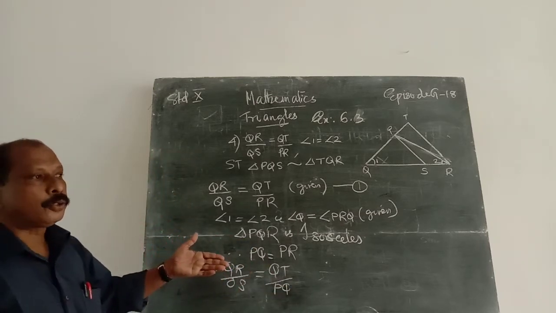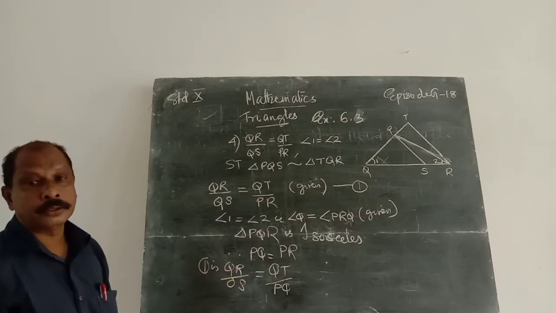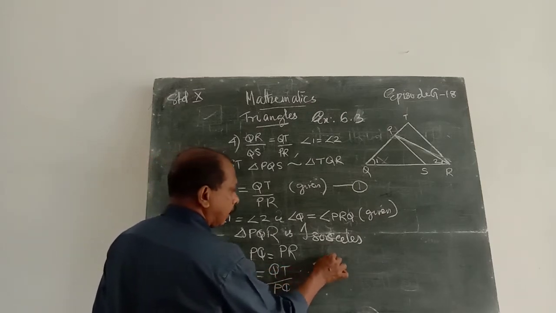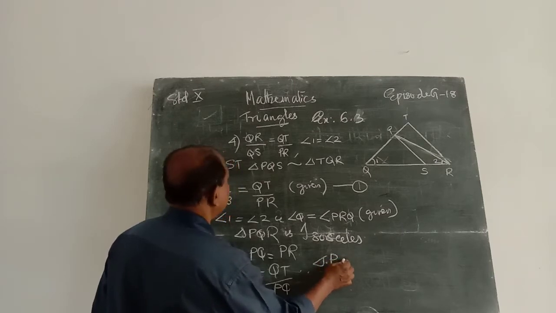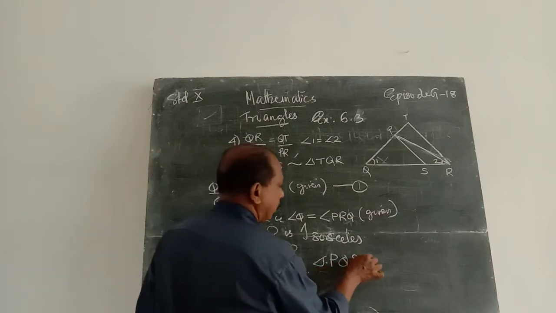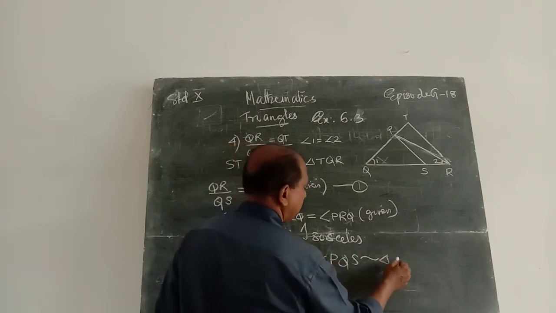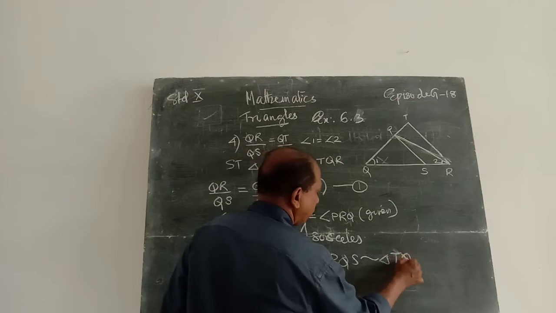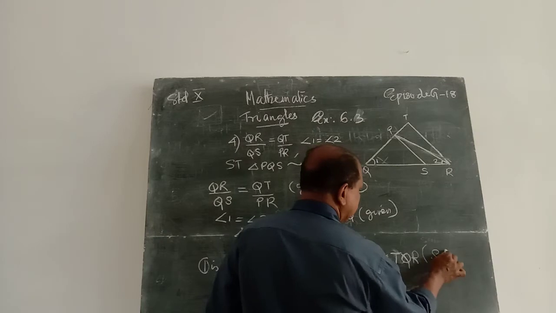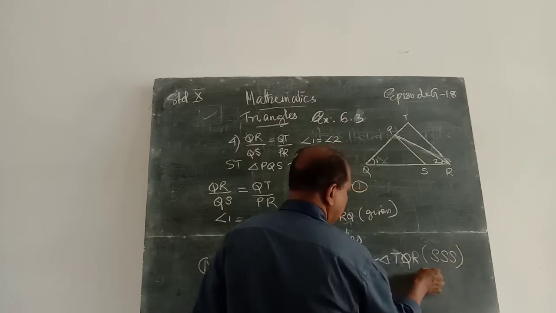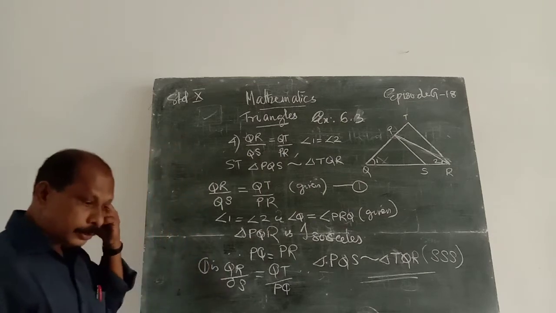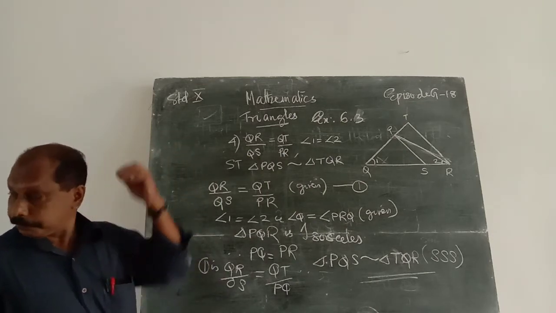That is, the two sides of the triangles are proportional. Therefore, triangle PQS is similar to triangle PQR, that is by the SAS criteria for similarity. This is the criteria for similarity.